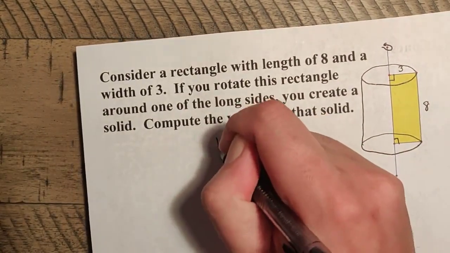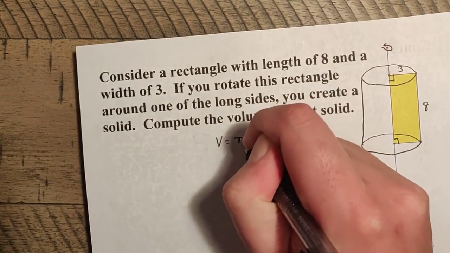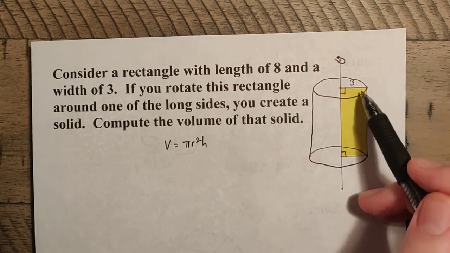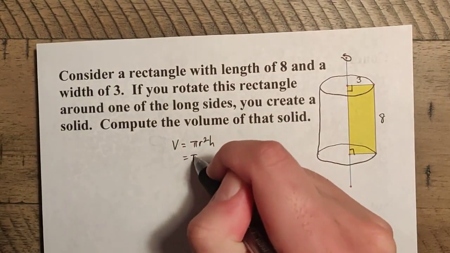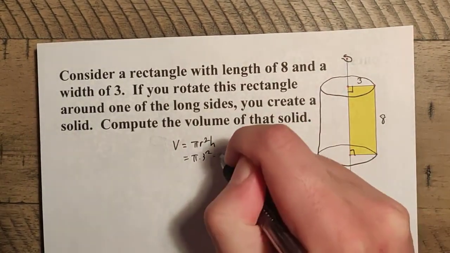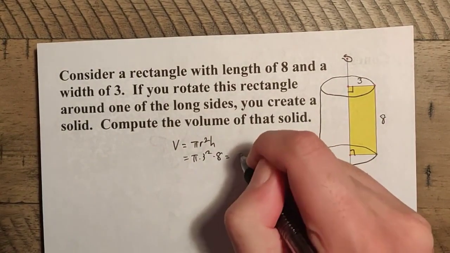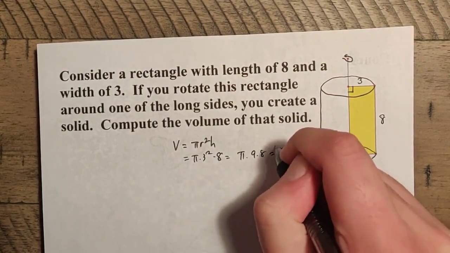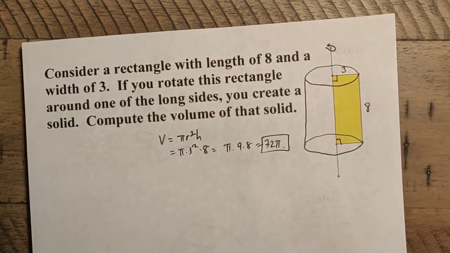We can calculate what that is. The volume is going to be pi r squared h. Now, very luckily, we now know what we have here. So the 3 represents the radius here, so it's going to be pi times 3 squared, and the height here is going to be 8. So in this case, it's going to be pi times 9 times 8, which is 72 pi, right? So that's going to be our answer for the rectangle.